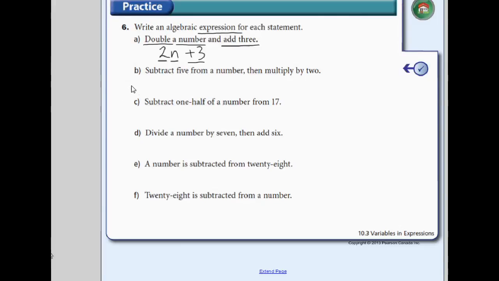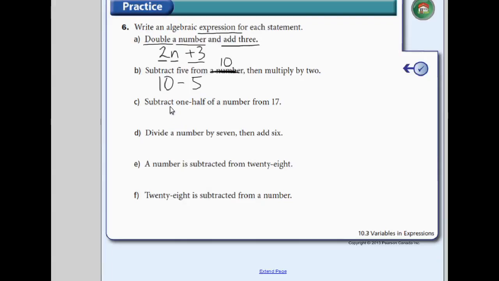So if you think about this for a second, let's pretend that it's not subtract 5 from a number. Let's say it's subtract 5 from 10. How would you write that? If you had 10 apples and you're going to subtract 5 of those apples from 10, you would actually write 10 minus 5.